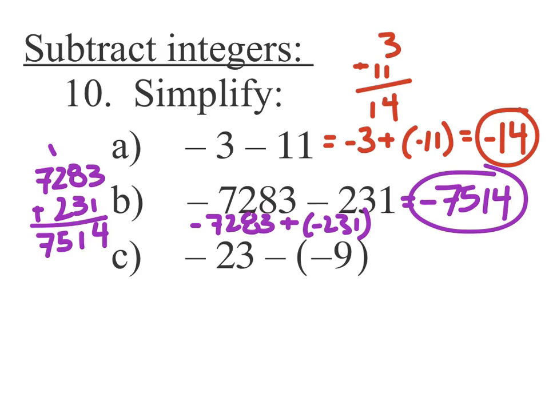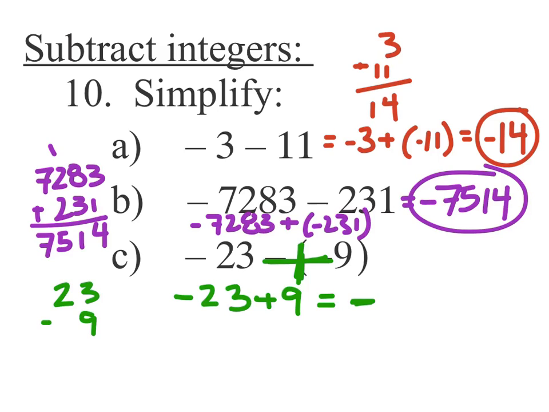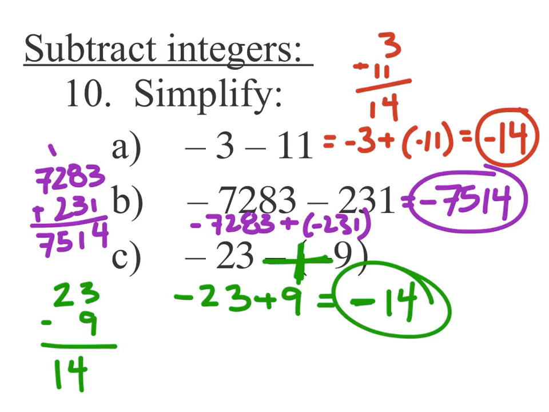On part C, I see a minus, a negative, so I'm just going to change that to a big plus sign, which really makes this negative 23 plus 9. Now on this one, I know I have more negatives, in which case I'm going to take the big number and subtract its opposite, in this case, which was the positive 9. And that would give me 14 on that, so the answer to this one is negative 14.